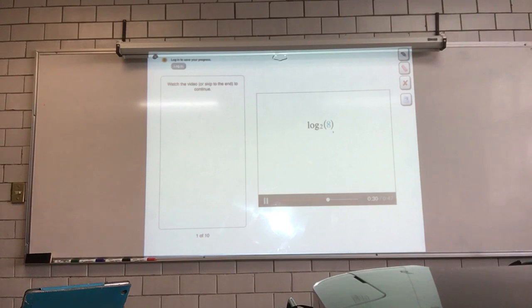So what is the log of 8 base 2? Logarithms are really exponentials, but just rearranged. Asking what the log of 8 base 2 is the same thing as asking to what power you need to raise 2 so that it equals 8. So what power is it?